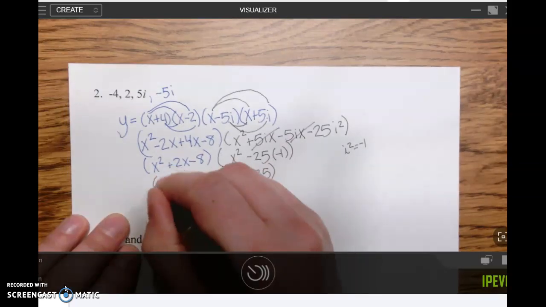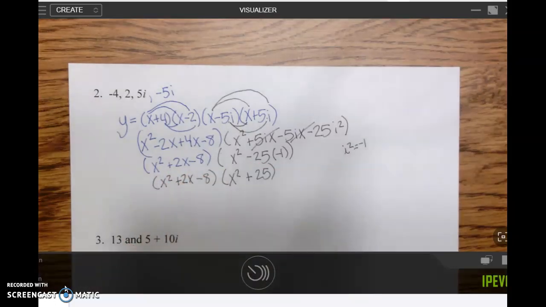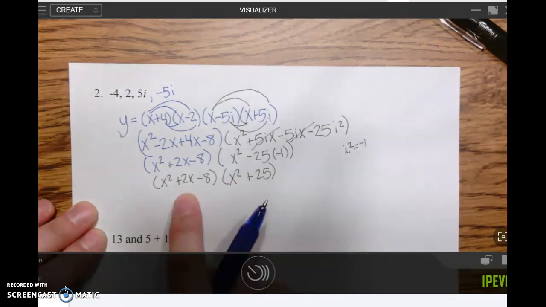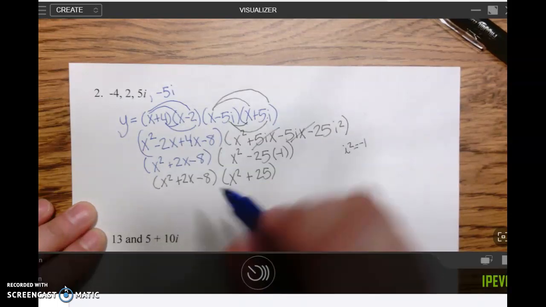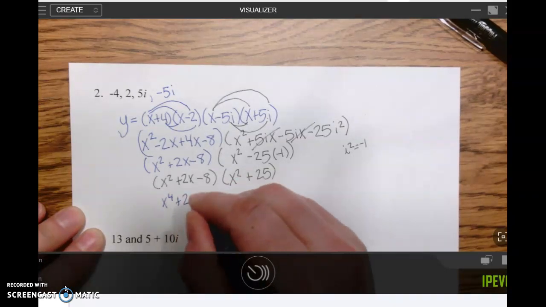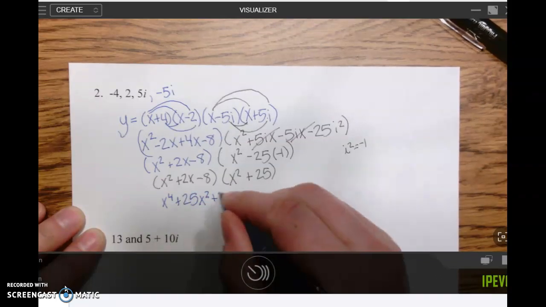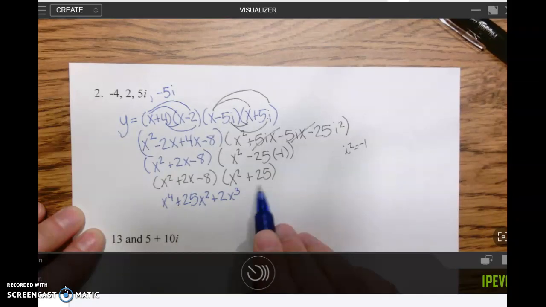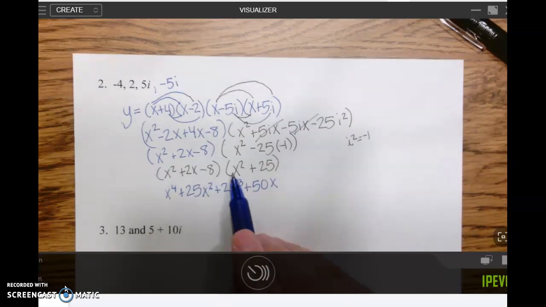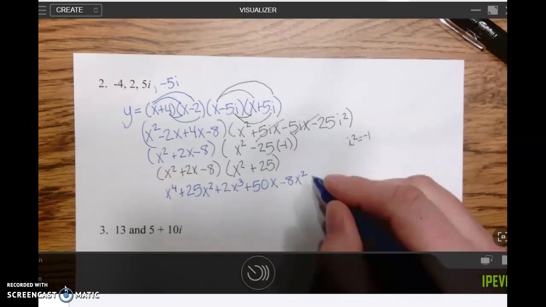And we're going to bring down the x squared plus 2x minus 8. All right, and now we have a quadratic times a quadratic, which is going to give us our fourth power. We're going to take x squared times both, 2x times both, and negative 8 times both. So the x squared times the x squared is x to the 4th. X squared times 25 is 25x squared. Now the 2x times x squared is 2x cubed. And the 2x times 25 is 50x. And last of all, the negative 8 times x squared is negative 8x squared. And the negative 8 times the positive 25 is negative 200.